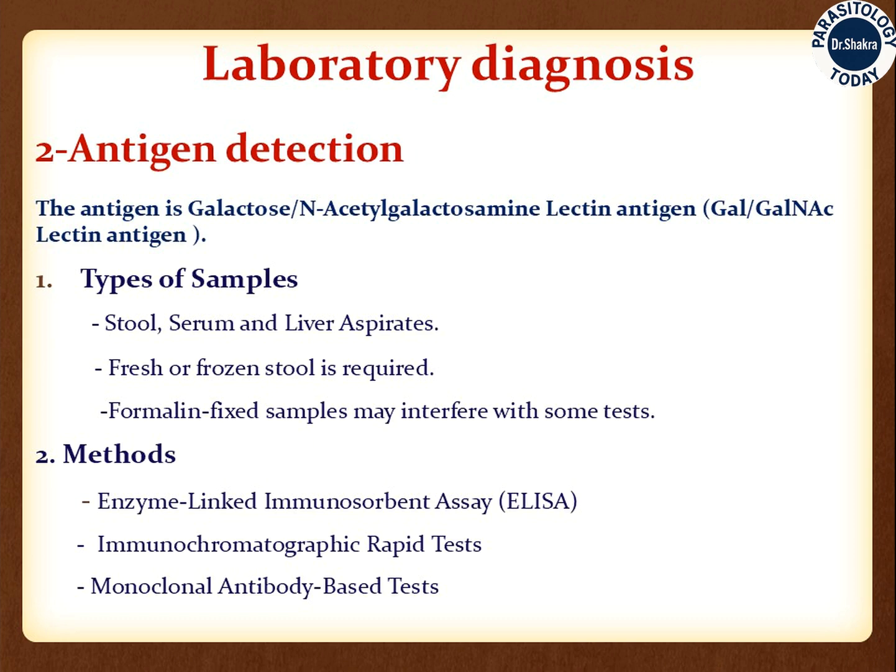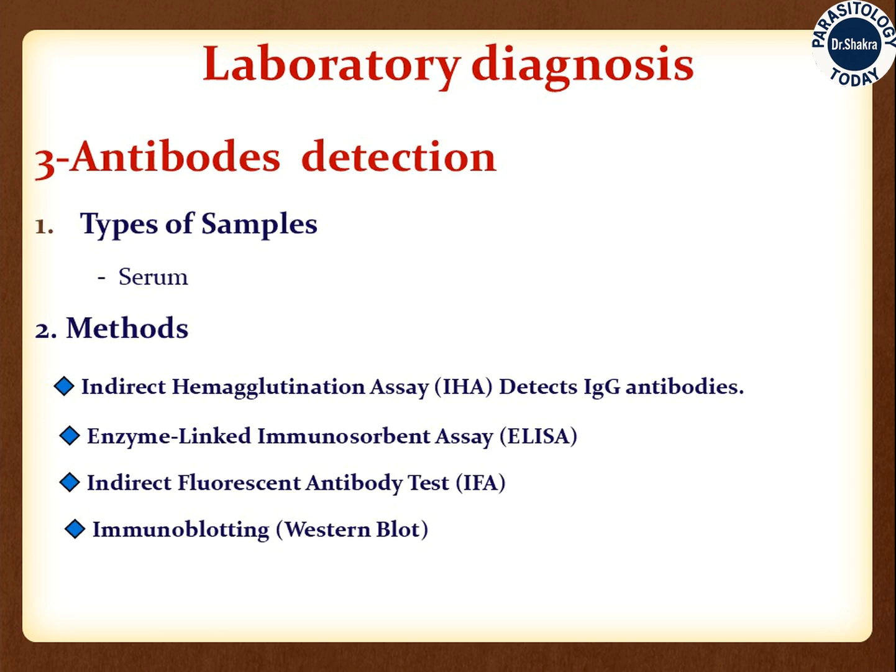Methods: enzyme-linked immunosorbent assay, immunochromatographic rapid test, monoclonal antibody-based test. 3. Antibody detection. Type of sample: serum. Methods: indirect hemagglutination assay detects IgG antibodies. Enzyme-linked immunosorbent assay. Indirect fluorescent antibody test.